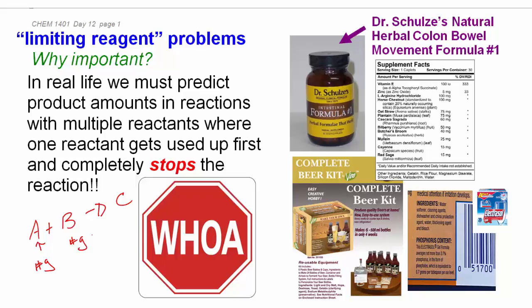In other words, either A is all going to react up first, or B is going to react up first. But the point is, once one of those reactants is depleted, the reaction stops. You're not producing any more product. So these are called limiting reagent problems.